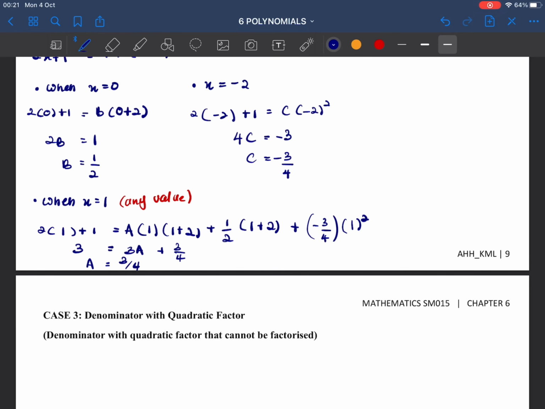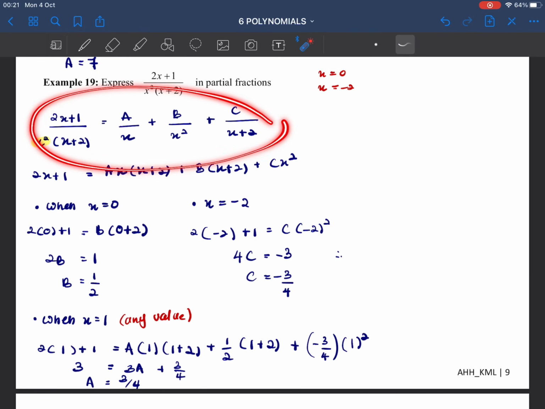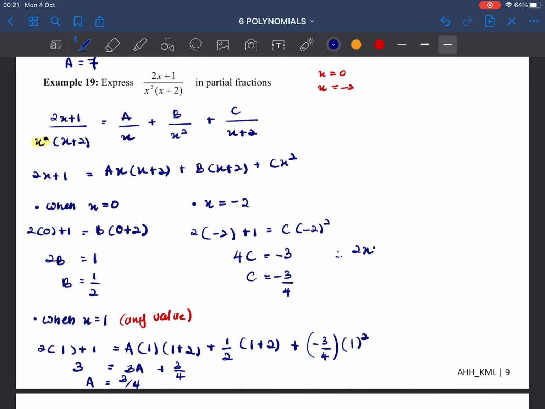Okay, now we have all the values for our constants. Don't forget, let's write our final answer. So we will have this expression, write it again, we have (2x plus 1) over x squared times (x plus 2). Okay, so what's the value of a? We have 3 over 4. 3 over 4x plus b is 1 over 2. So that will be 1 over 2x squared. And our c is negative 3 over 4, over (x plus 2). Okay, so that will be your final answer.